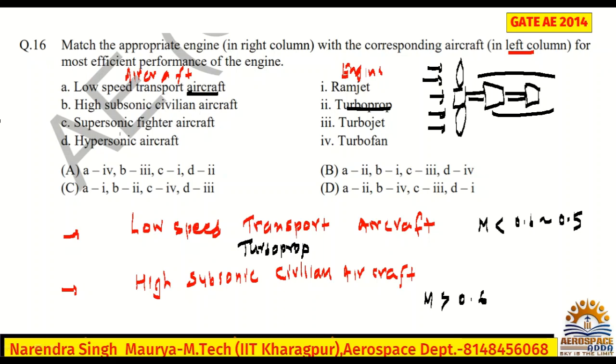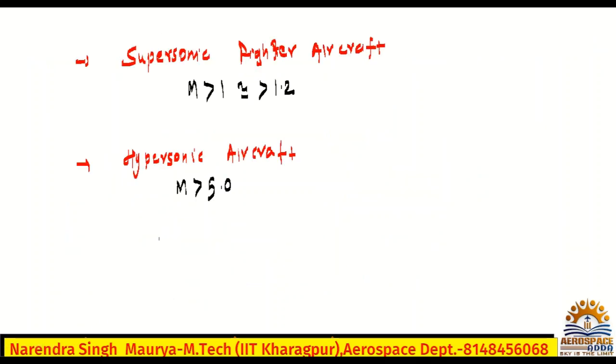High subsonic civilian aircraft, supersonic and hypersonic. Hypersonic means it is greater than Mach 5, so there is no limitation. It can go more than Mach 5, meaning 6, 7, 8, 9, 10. If there is any rotatory part, compressor or turbine, it will be very difficult to work at more than Mach 5. So it will go for the ramjet, because in a ramjet we don't have any rotatory part, so it is totally free of those kinds of losses. So for the hypersonic aircraft, the ramjet is appropriate as per the given options.